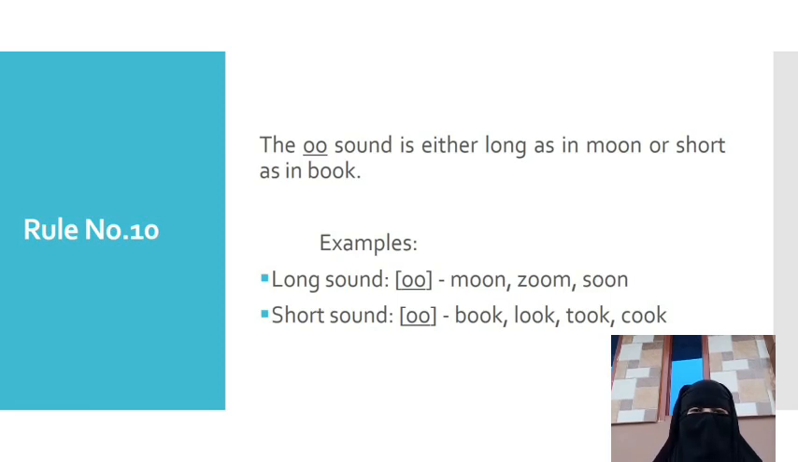For rule number 10, the OO sound is either long, as in moon, or short, as in book. For example, the long U sound, as in moon, is in these examples: zoom, soon, and many others. For the short U sound, as in book, other examples are look, took, and cook.